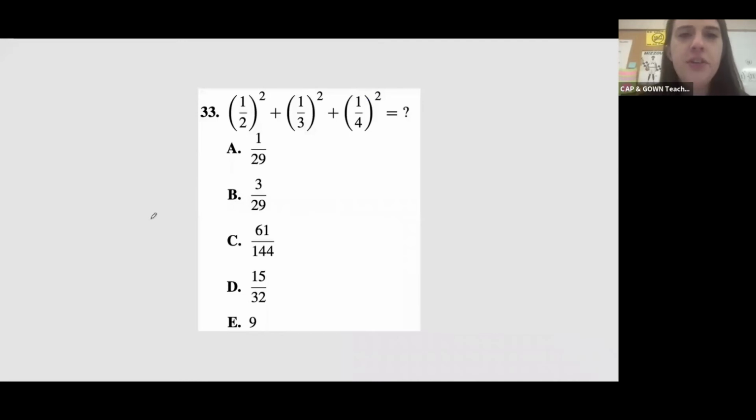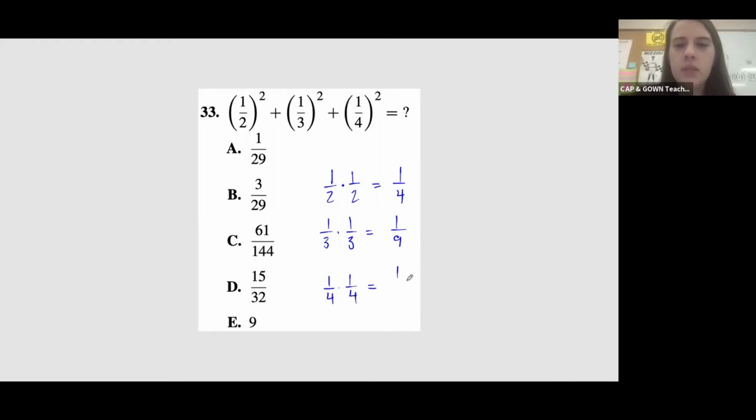All right, number 33. 1/2 squared, 1/3 squared, 1/4 squared. Okay, if you have an awesome go-to fraction bar on your calculator, you got this. I hope that you do, but just remember that 1/2 squared is just 1/2 times 1/2, which is 1/4. 1/3 times 1/3 equals 1/9. And 1/4 times 1/4 equals 1/16.